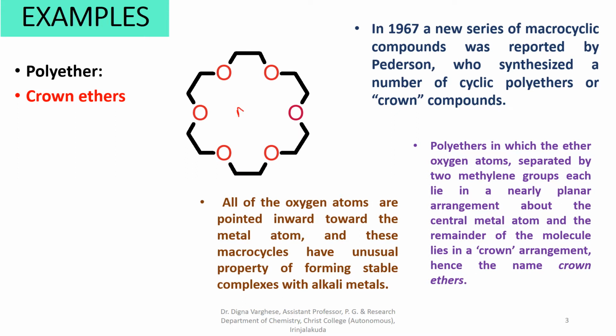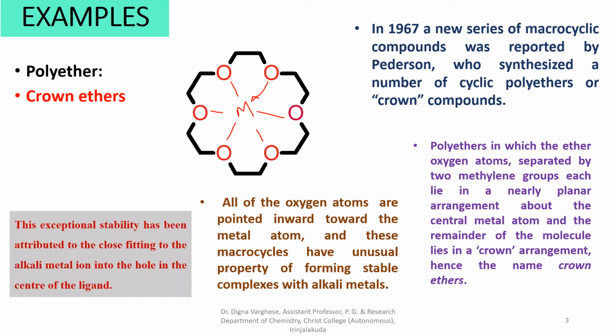If this is a metal atom inside the crown ether, all the donor atoms, here the potential donor atoms are oxygen, so these are pointing inward toward the metal atom, and these macrocycles have an unusual property of forming stable complexes with alkali metals. This exceptional stability has been attributed to the close fitting of the alkali metal ion into the hole at the center of the ligand.